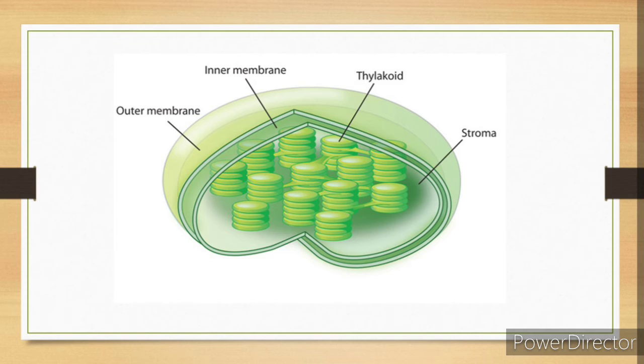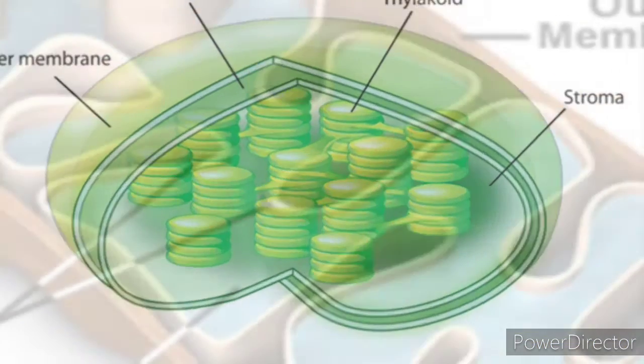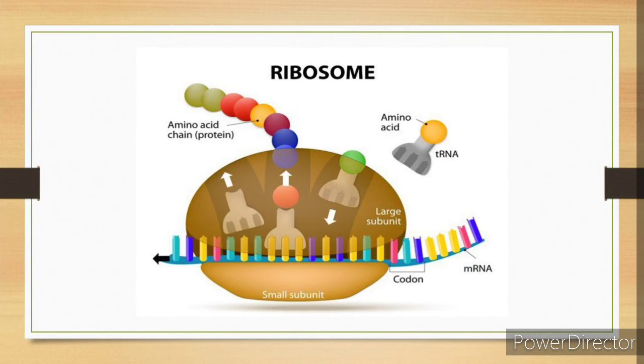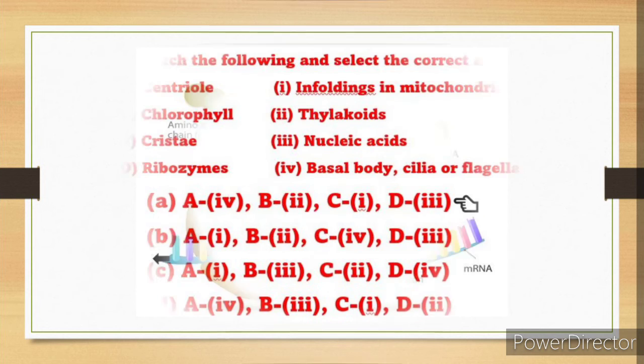And B, chlorophyll. Chlorophylls match to thylakoids. Chloroplasts are covered with a double membrane and contain the proteinaceous matrix called stroma. In the stroma there are a number of flattened sac-like structures called thylakoids. They are the site of light dependent reactions of photosynthesis. So chlorophyll is related to thylakoids. Cristae are the infoldings in mitochondria. Ribosomes are composed of ribonucleic acids and proteins. So ribosomes are related to nucleic acids.